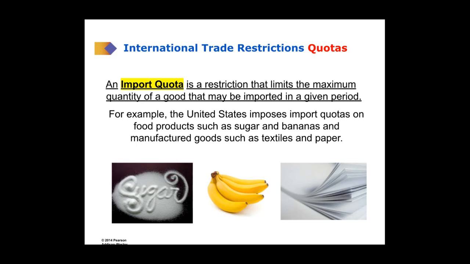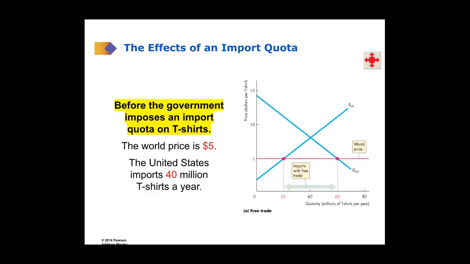So the United States might put a quota on the amount of sugar that can be imported, or bananas, or textiles, or paper, or really anything. They can limit how much of a particular good or service is allowed to be imported at a particular time. This is another type of trade restriction. And so we can look at how a quota works.